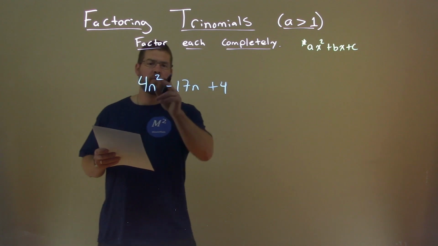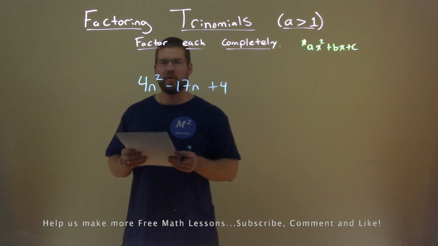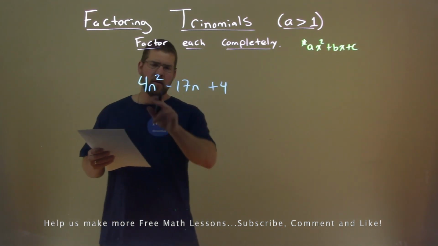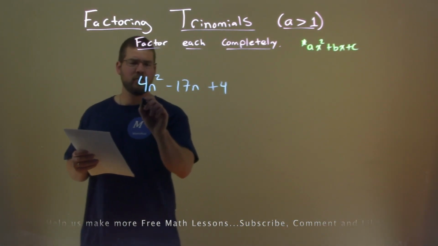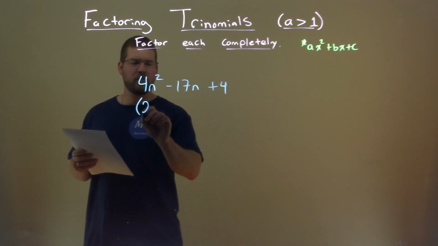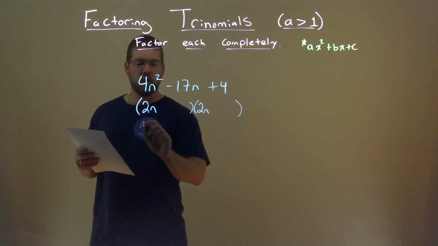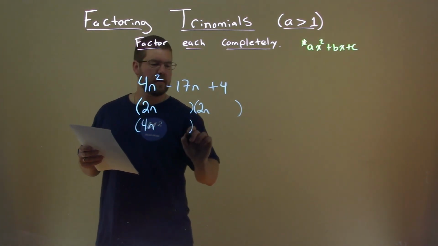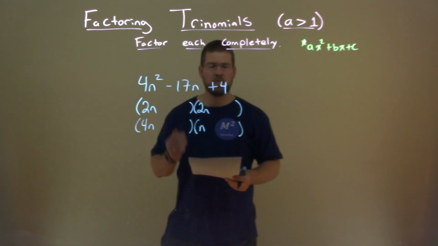We're given this problem right here, 4n squared minus 17n plus 4, and we need to factor this completely. The 4n squared, our a value here, tells us that we have two possible forms. This can either be 2n times a 2n, like that, or it can be a 4n times a 1n. So we have to keep both of those in mind as we move forward.